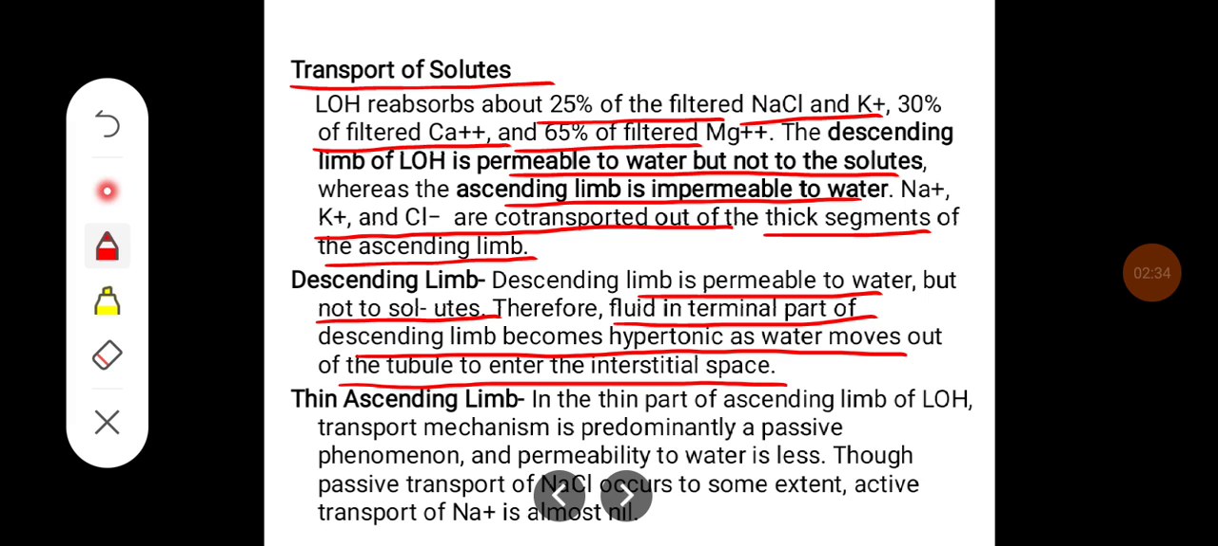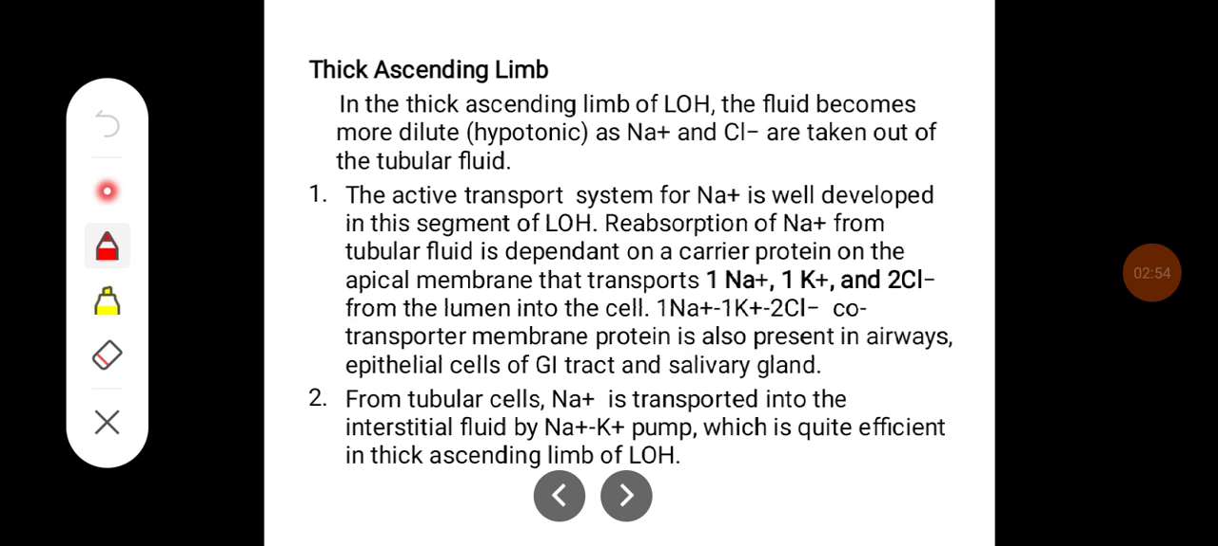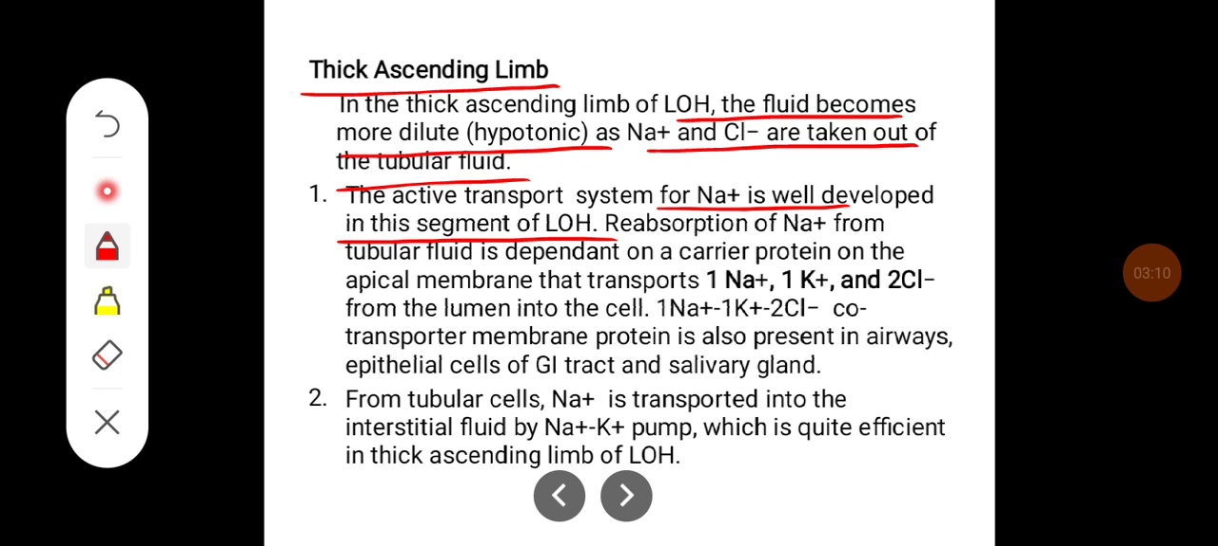Thin ascending limb. In the thin part of ascending limb of loop of Henle, transport mechanism is predominantly a passive phenomenon and permeability to water is less. Though the passive transport of sodium chloride occurs to some extent, active transport of sodium is almost nil. Thick ascending limb of loop of Henle: the fluid becomes more dilute, that is hypotonic, as sodium and chloride are taken out of the tubular fluid. The active transport system for sodium is well developed in this particular segment.